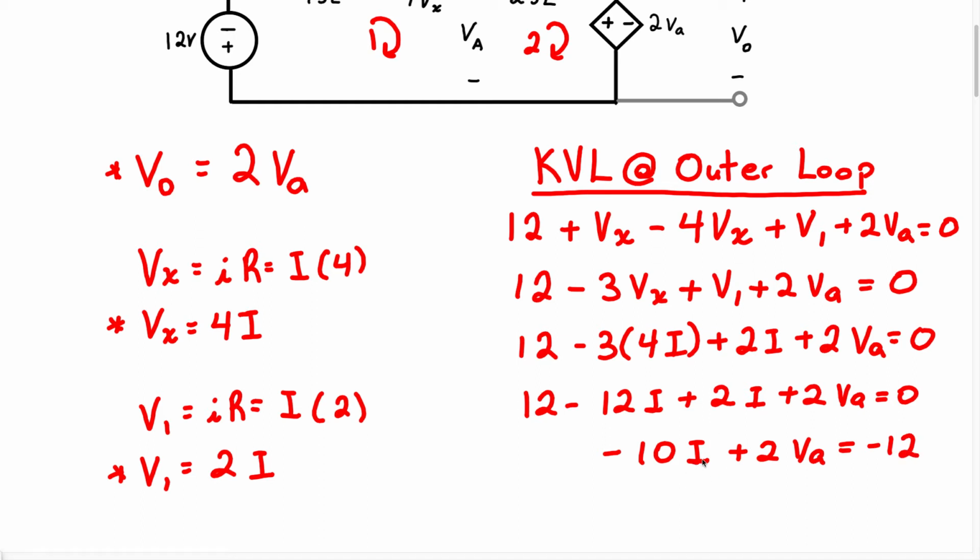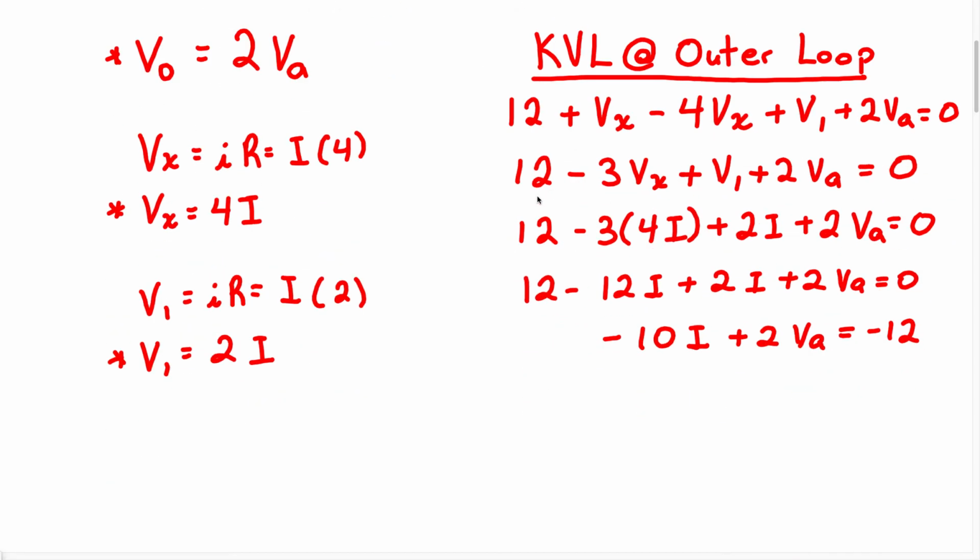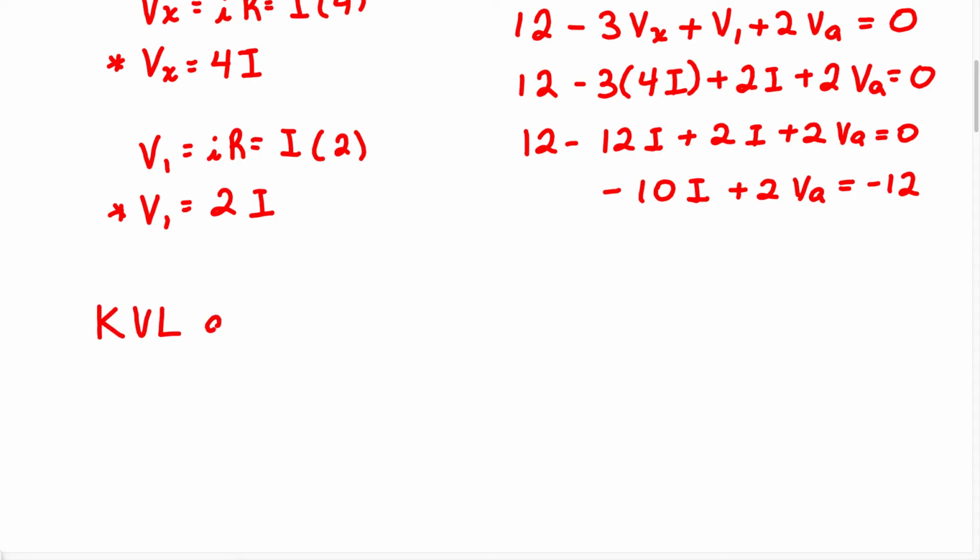Now we still have two unknowns, but there's nothing we can do at this point. So we're just going to move on. Now this equation could help us, or maybe it won't help us. We just have to continue to write KVL loops to see what's going to help us, and then we can start to simplify and solve from there. So let's do KVL at either loop 1 or loop 2. I'm just going to choose loop 2, right? So I'm going to write a KVL equation at loop 2.